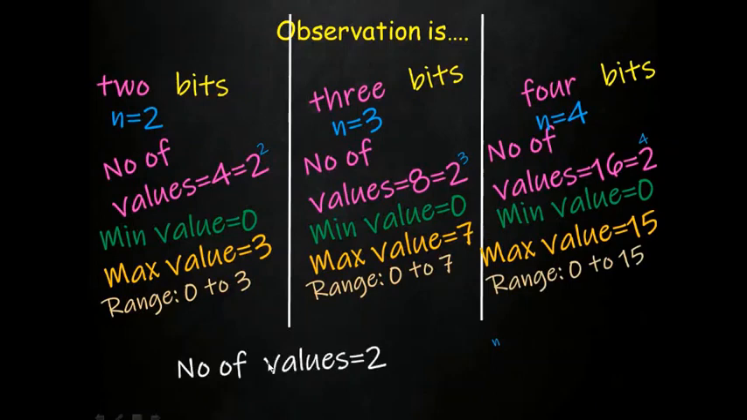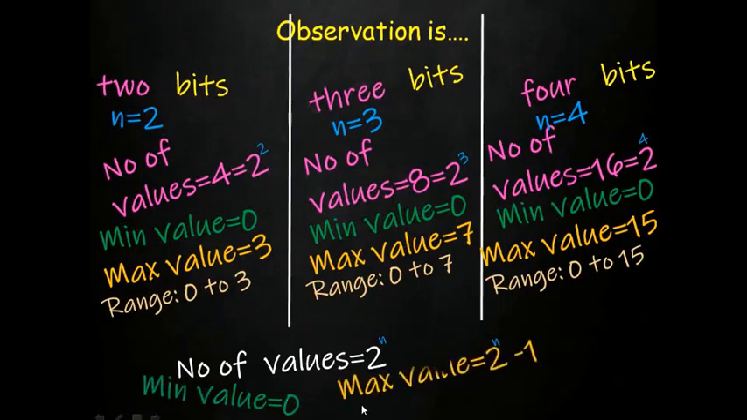So number of values is always equal to 2 raised to n, where n is going to be your number of bits. Min value will always be 0 and max value will always be 2 raised to n minus 1, 2 raised to n, the whole thing, minus 1. And range will always be equal to 0 to max value.